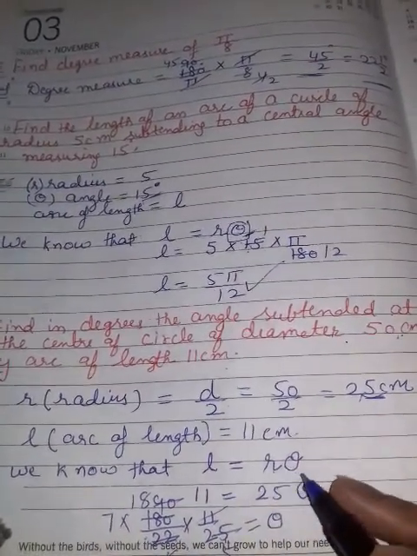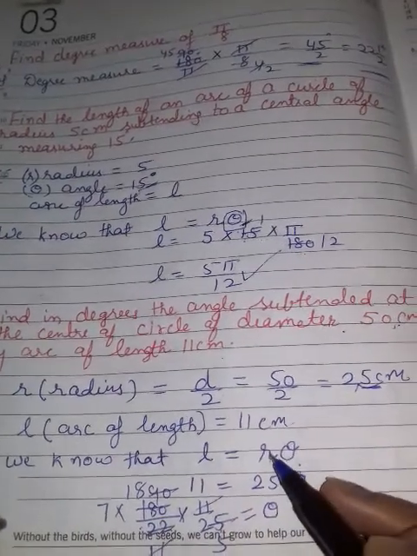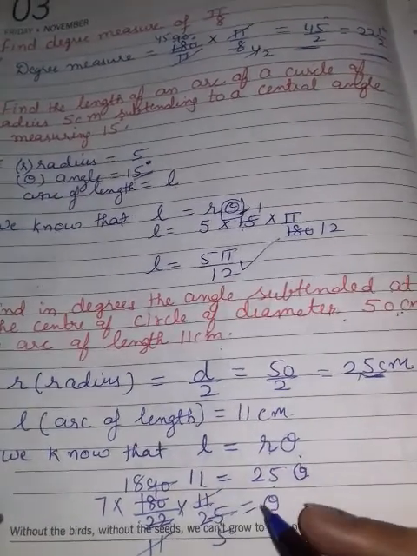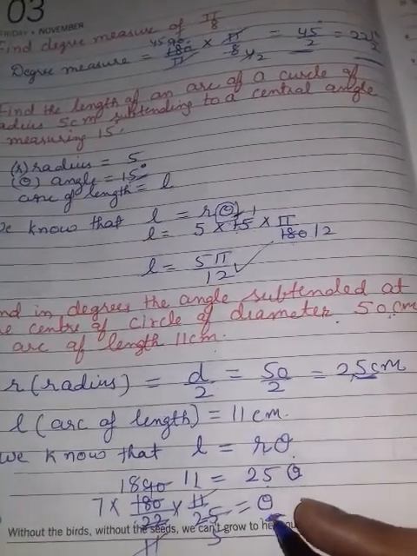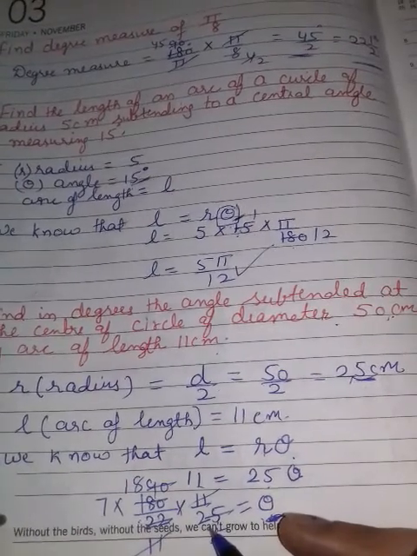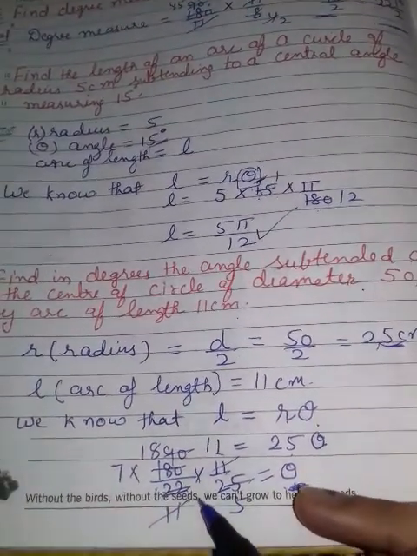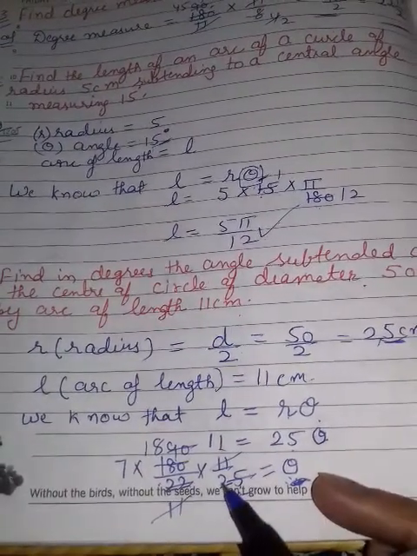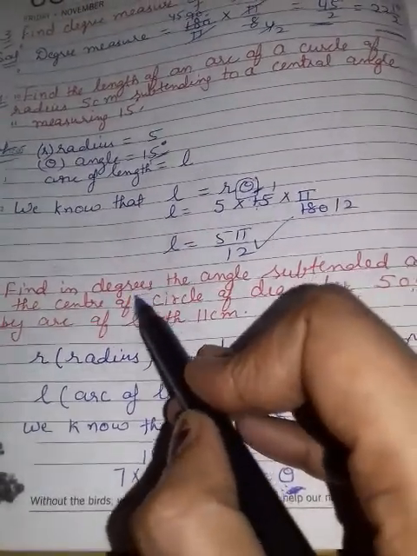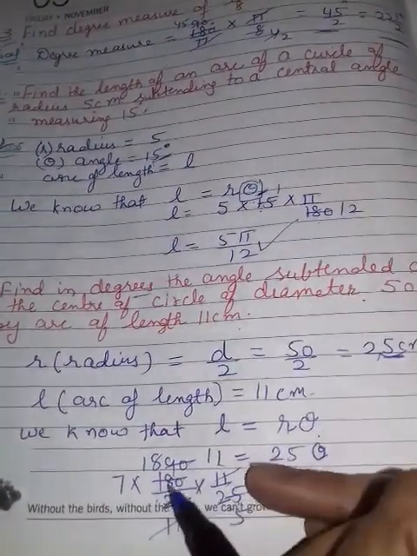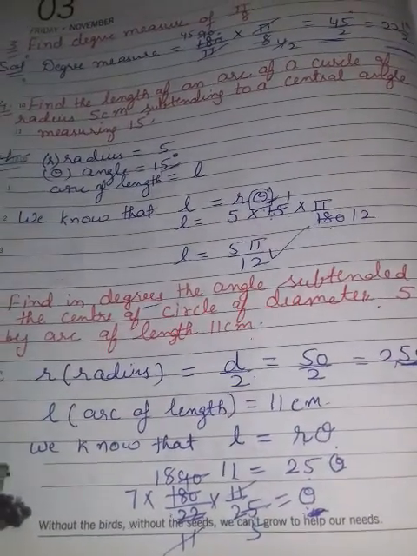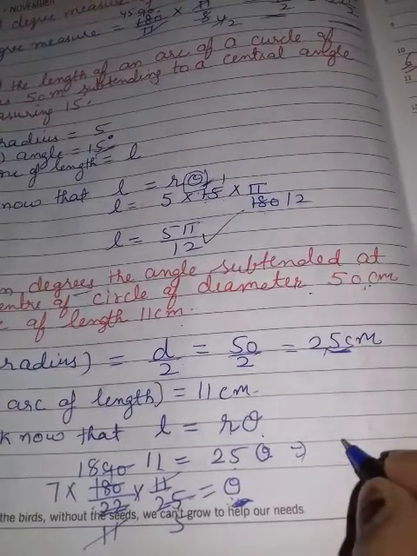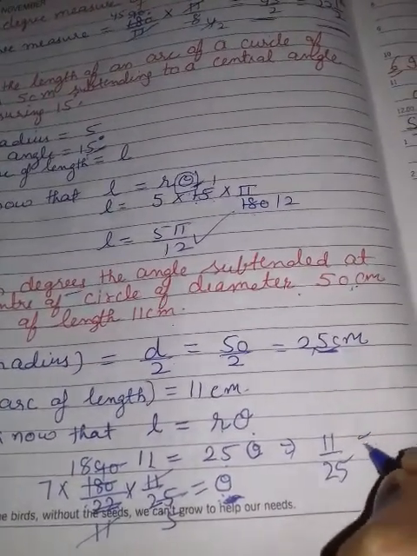L is equal to r theta, and you know r is given, theta you have to find, 11 is given, that is your L. But which theta will you get? In radian. Remember, firstly you have to change it. Now I have shifted here. What are you getting? Theta is 11 upon 25. You want in degree. Degree means 180 upon pi. 180 upon pi. Pi means 22 upon 7. Clear?